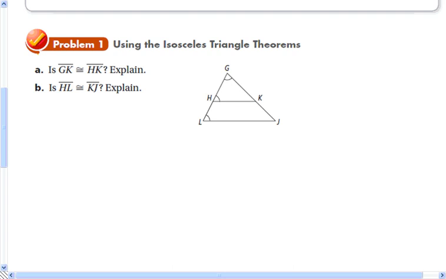So we're going to use the isosceles triangle theorem here. Is segment GK congruent to HK? Explain. So GK, is that congruent to HK? And it is because of these two angles. If two angles of a triangle are congruent, then the sides opposite those angles are congruent. So we can label those like that. So A, yes.